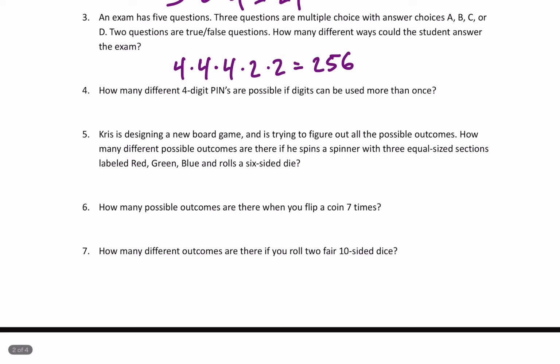Okay, so now how many different 4-digit pins are possible if digits can be used more than once? So if you look on your phone there and you swipe up and you're going to put in a password, there's actually 10 digits. There's 1 through 9 and then 0. So if we're picking our first number, we can do 10. If we're picking our second number, we have another 10 options, another 10, and another 10.